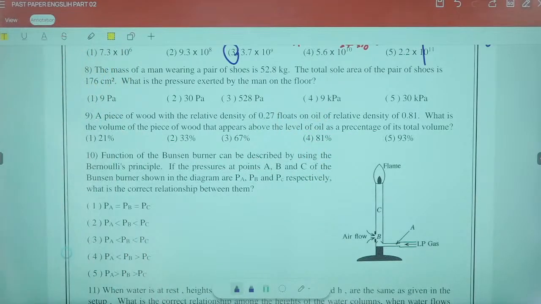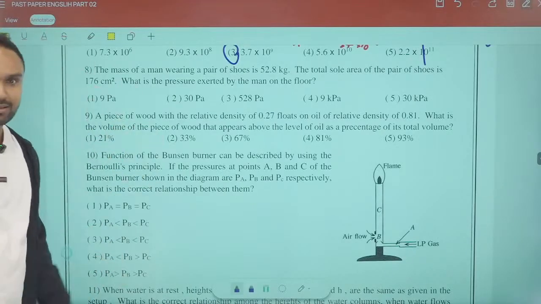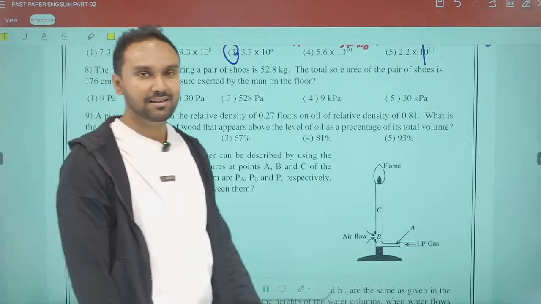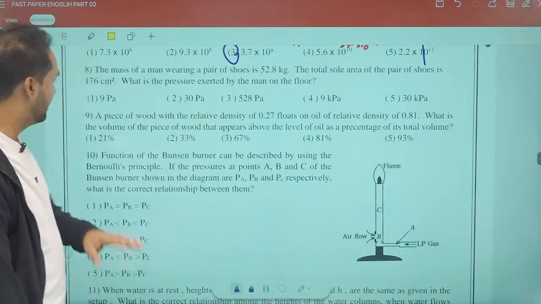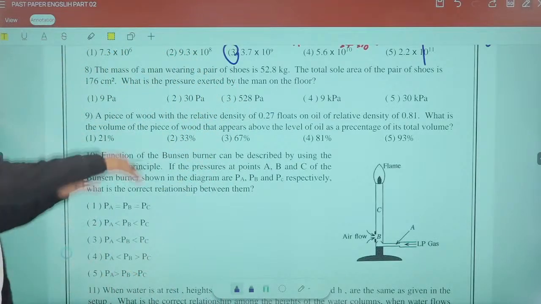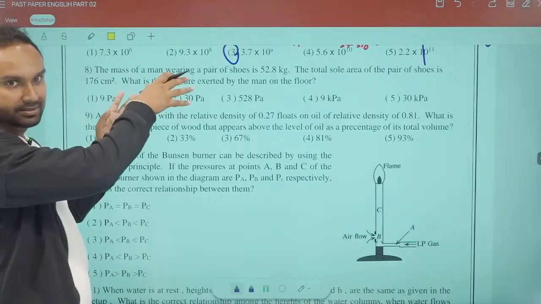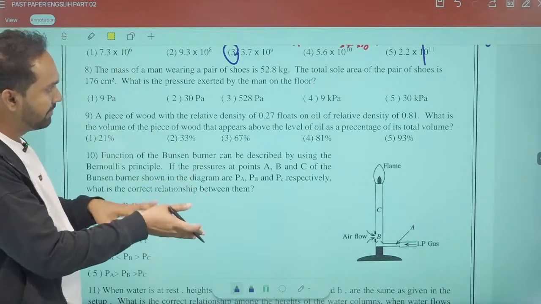So come to this one, 8. This seems to be becoming easy now. In the beginning the fluid mechanics was really hard. The calculations were a bit difficult at the beginning. Now it seems to be becoming easy.